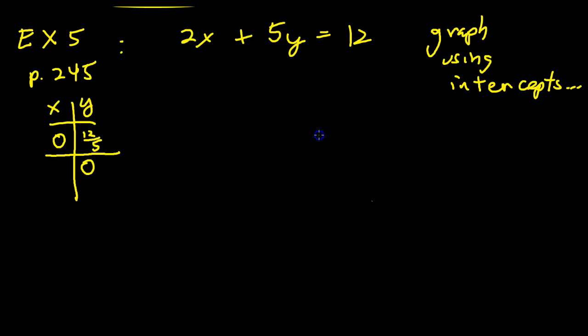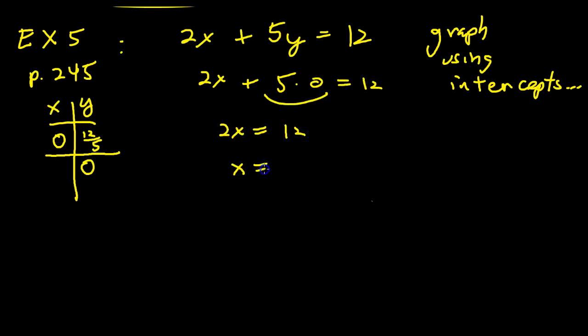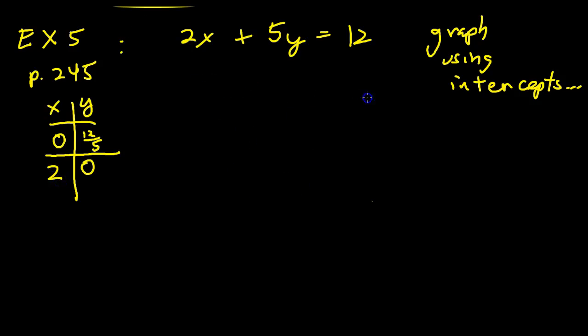I'll find the x-intercept by letting y be 0. Well, 5 times 0 is 0, so 2x equals 12, or x equals 2. All right, so luckily we've only got one fractional coordinate to graph here. Let me clear this work away, and we'll generate the graph.